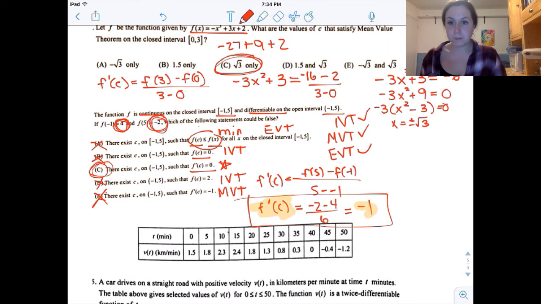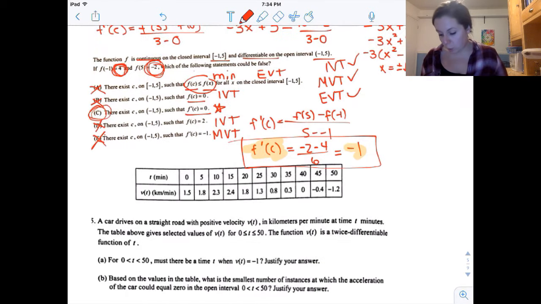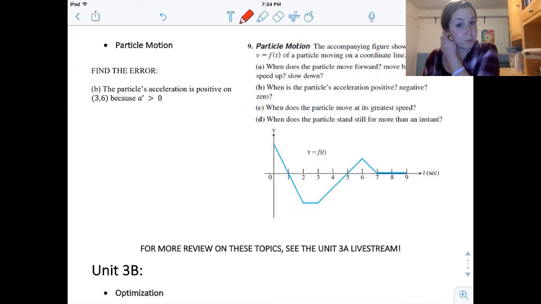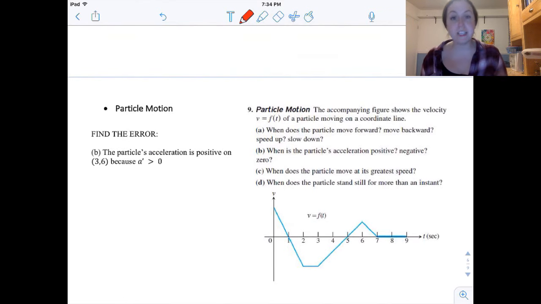Okay, so we are going to take a look at particle motion and then move on to 3B. I'm not going to spend a lot of time on particle motion because you guys are killer at this from physics. But here's the one thing I want you to look at. In this problem, the accompanying figure shows the velocity, v equals f(t), of a particle moving on a coordinate line. A says, when does the particle move forward and backward? That's fine. B says, when is the particle's acceleration positive and negative? When does it have the greatest speed?